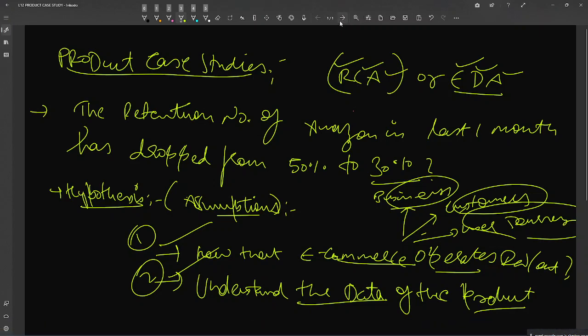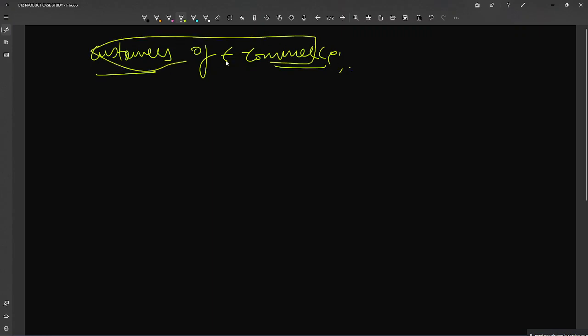So to understand customer behaviors, first we will understand what are the different types of customers e-commerce has. Customers of e-commerce. Can you tell me, if you want to classify e-commerce customers, how we can classify them? Let's try to first divide them into some categories.